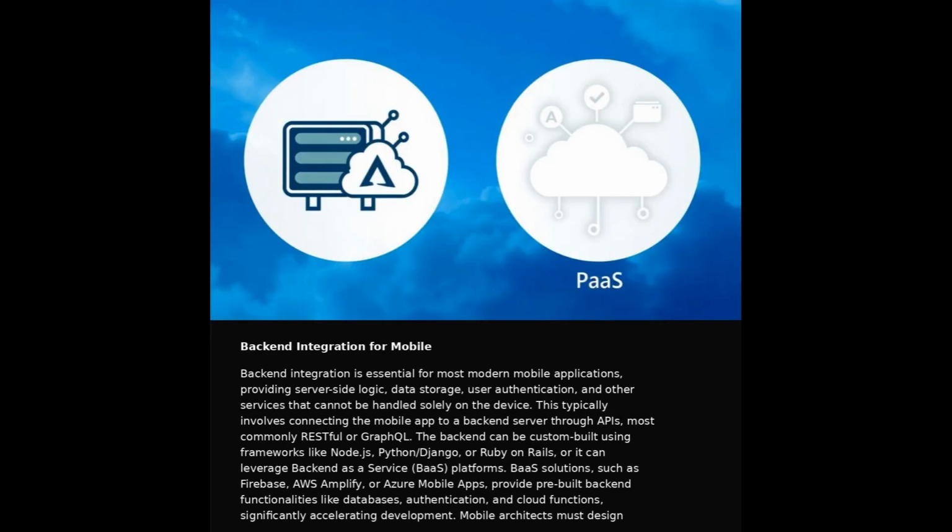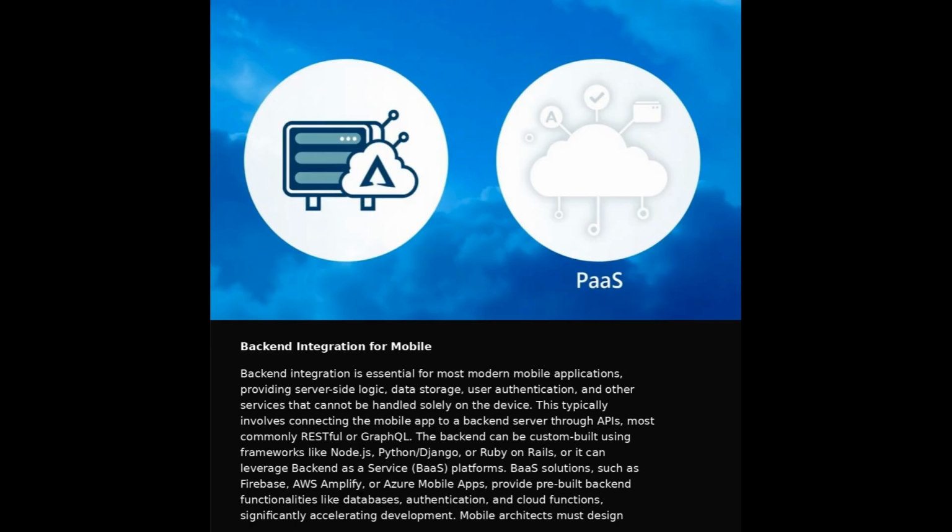Backend integration for mobile. Backend integration is essential for most modern mobile applications, providing server-side logic, data storage, user authentication, and other services that cannot be handled solely on the device. This typically involves connecting the mobile app to a backend server through APIs, most commonly RESTful or GraphQL. The backend can be custom-built using frameworks like Node.js, Python Django, or Ruby on Rails, or it can leverage backend as a service (BaaS) platforms.